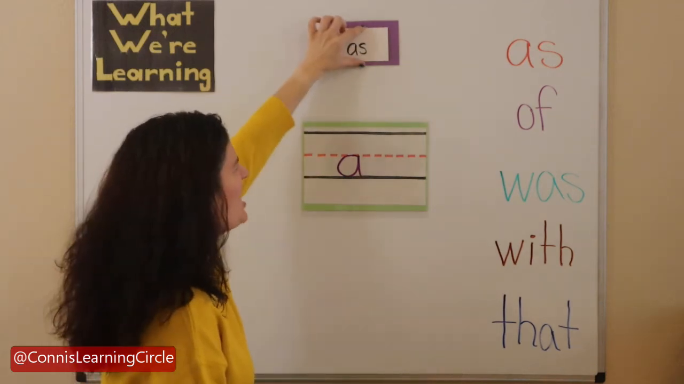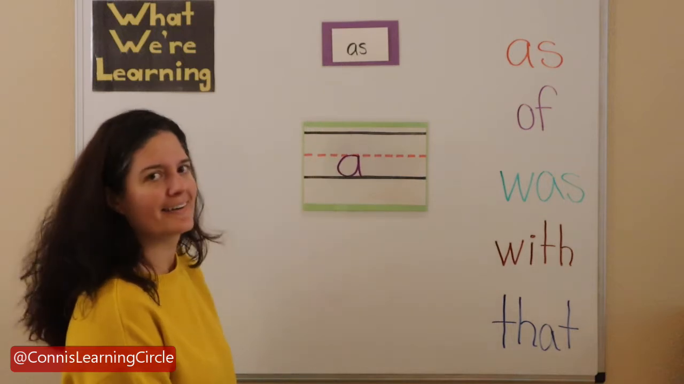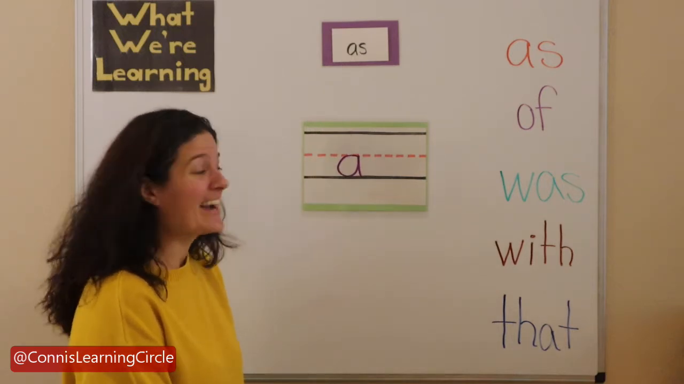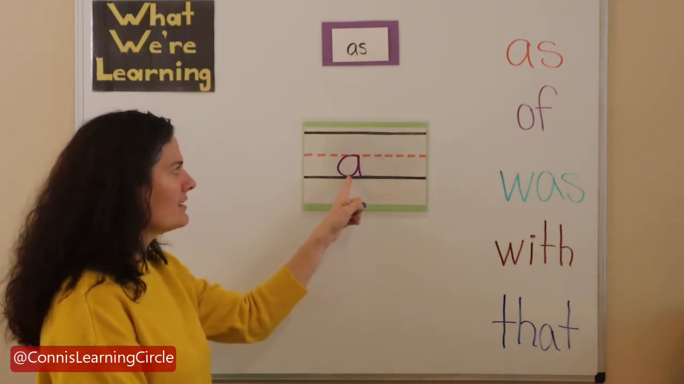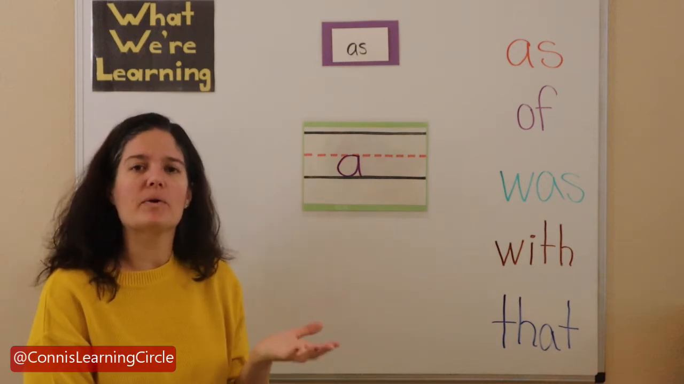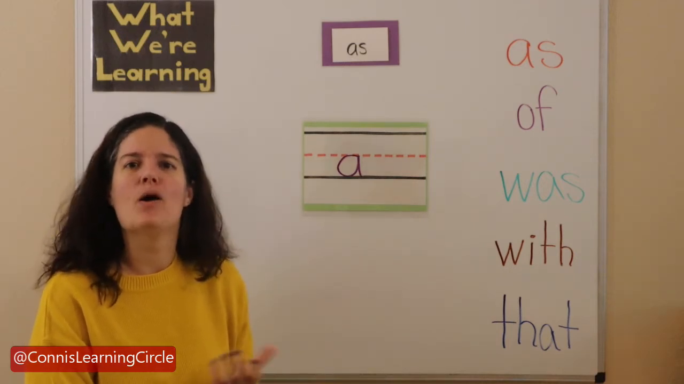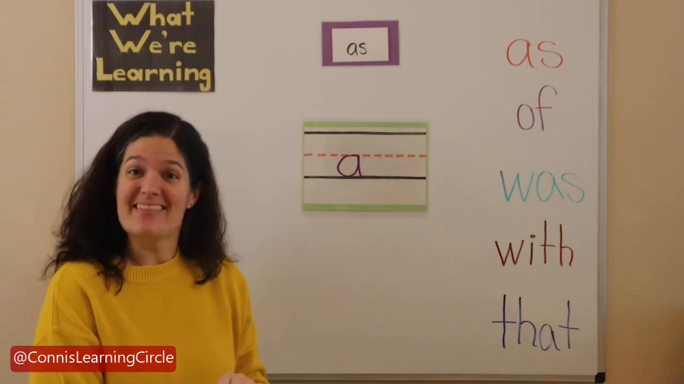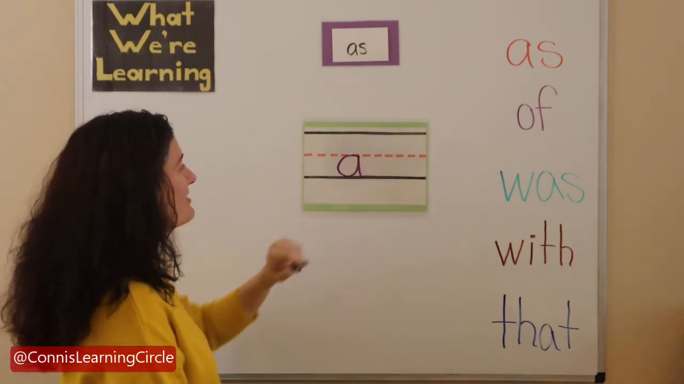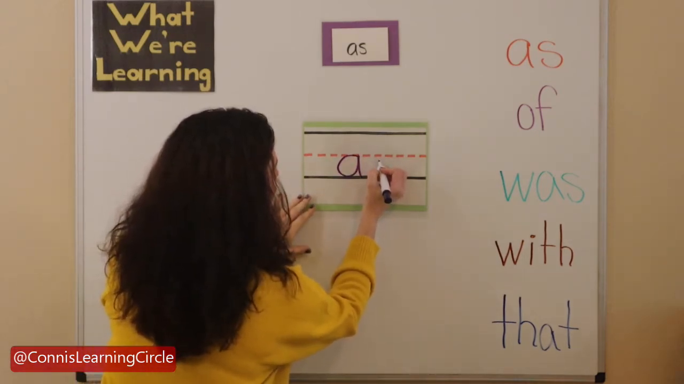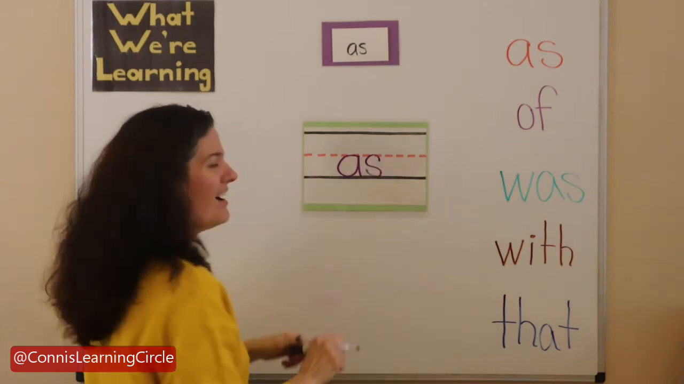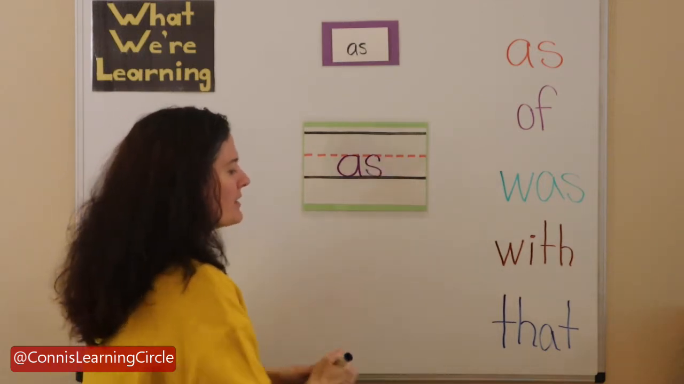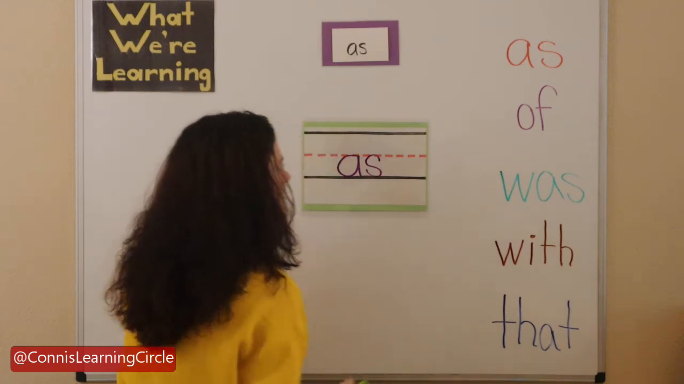Now, our letter S. Is it a tall letter or is it a short letter? That's right, it's a short letter, just like our letter A. That means that we are going to start our letter S where? That's right, on our dotted writing line, just like this. Awesome job!